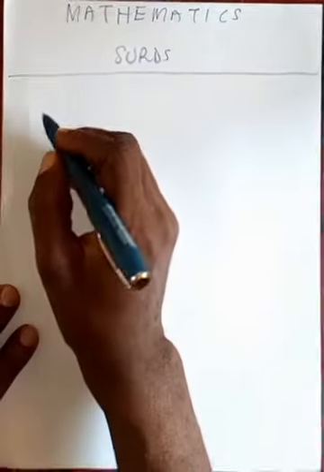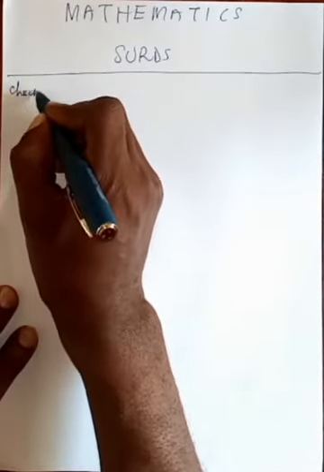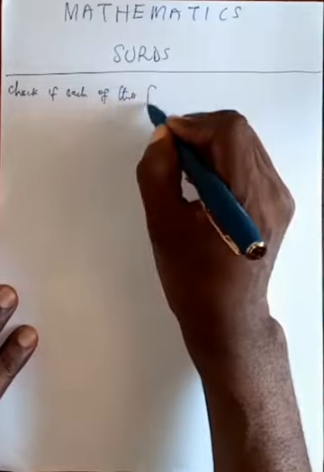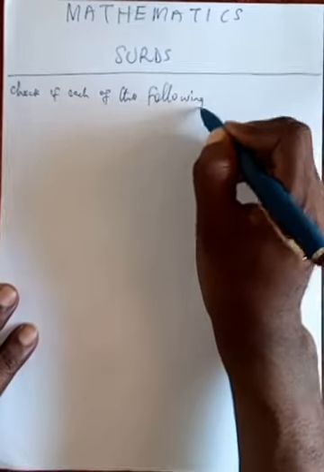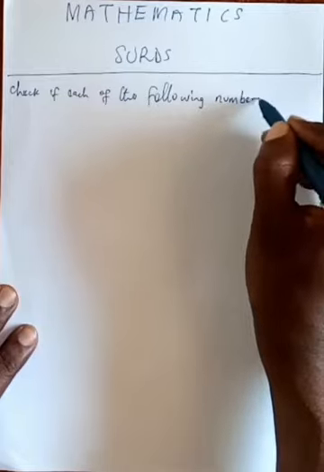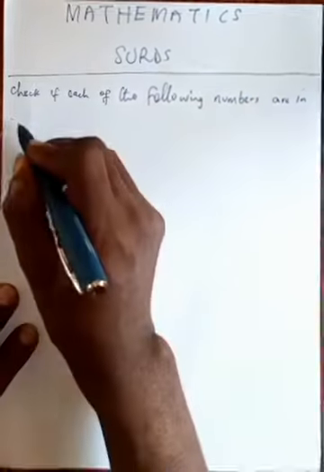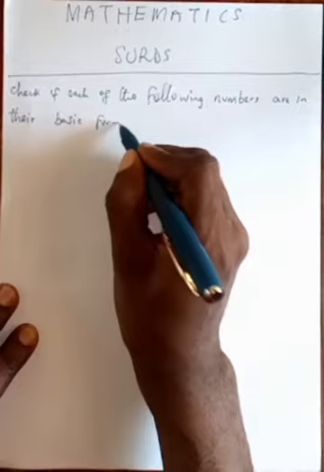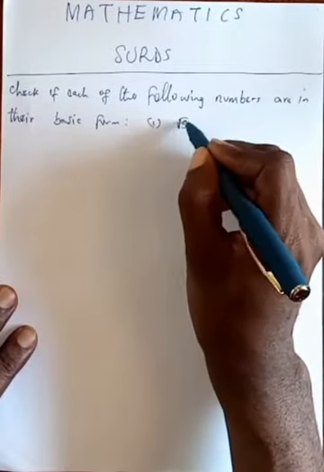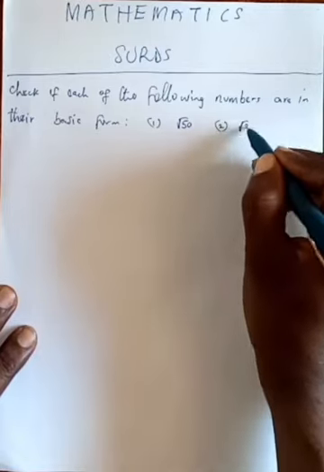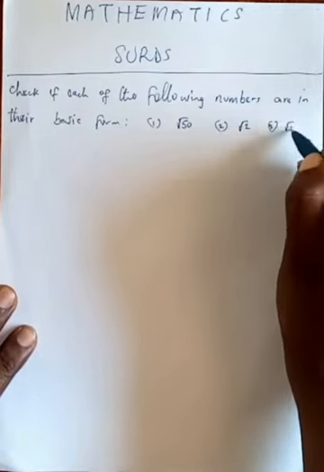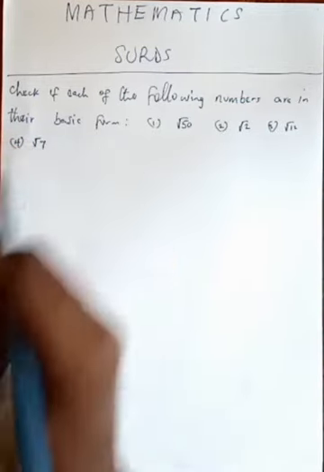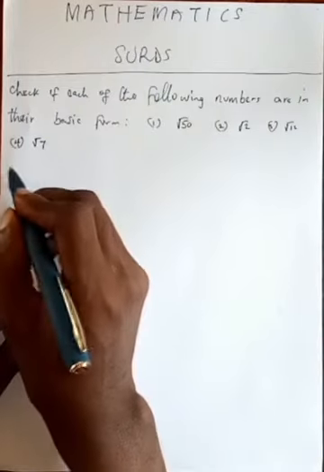Example 1: check if each of the following numbers are in their basic form. 1, root 50; 2, root 2; 3, root 12; and 4, root 7. So, solution.